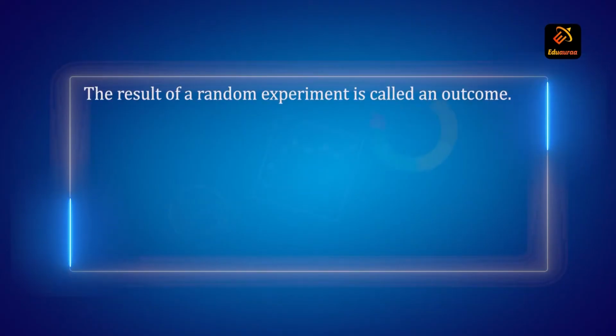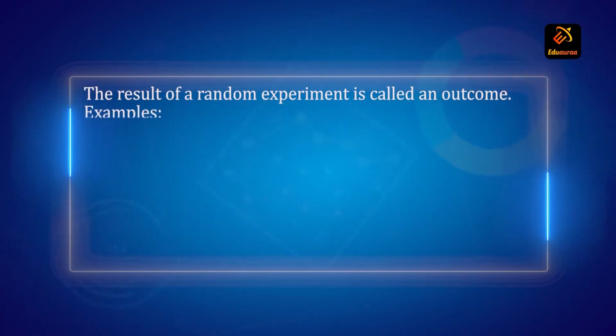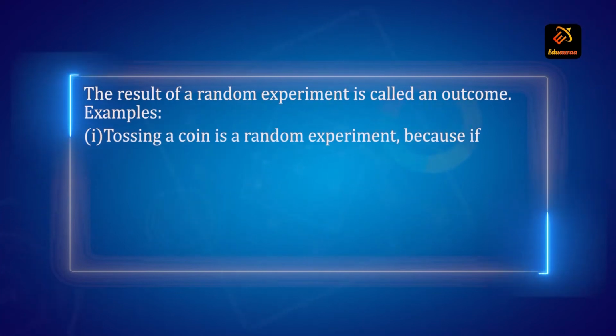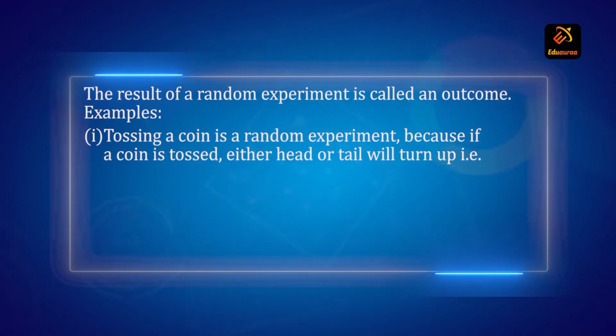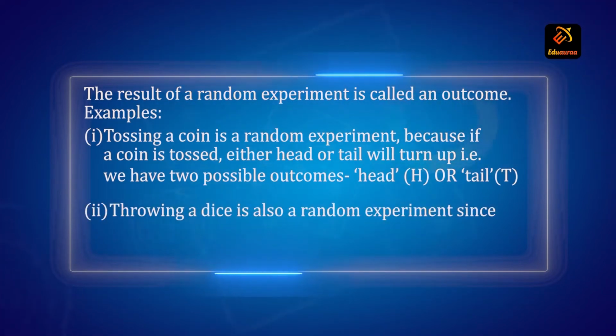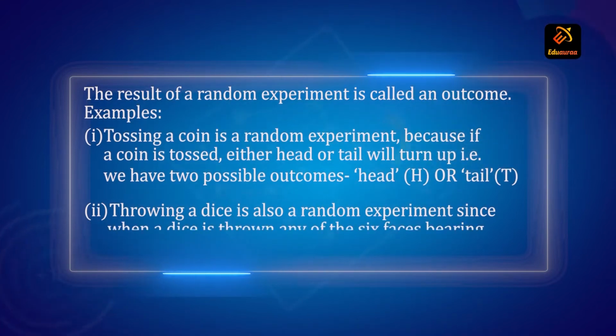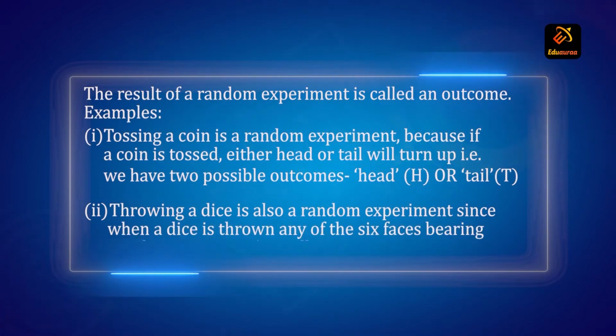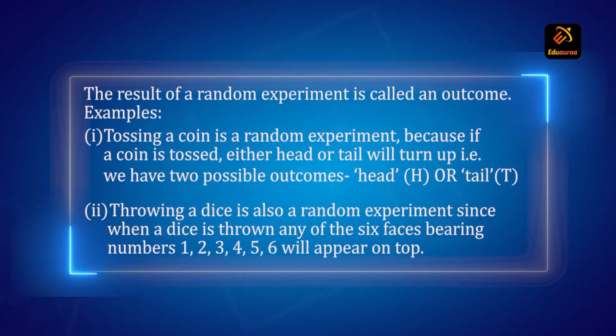The result of a random experiment is called an outcome. Example: tossing a coin is a random experiment because if a coin is tossed, either head or tail will definitely come up. We have two possible outcomes, head and tail. Throwing a dice is also a random experiment since when a dice is thrown, any one of the 6 faces bearing the numbers 1, 2, 3, 4, 5 or 6 will appear on the top.